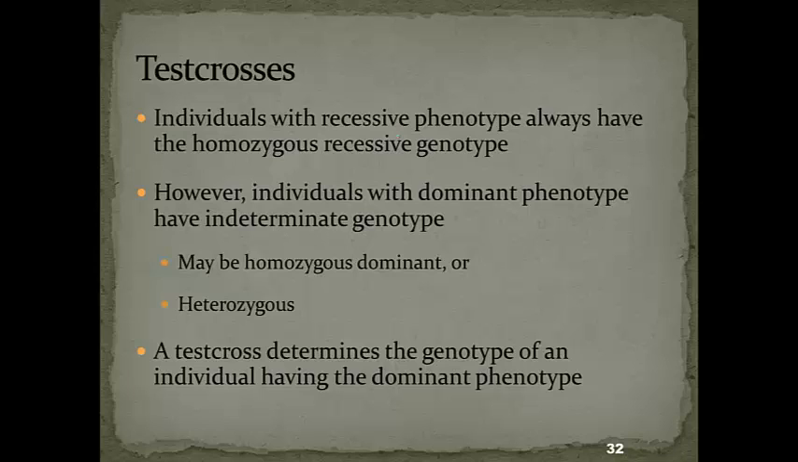Kind of make heads or tails out of what's going on if we have to do a test cross. What a test cross is, well, if an individual has the recessive phenotype, you know what their genotype is because they have nothing to mask those recessive genes. However, individuals with the dominant phenotype, well, you don't know what they have going on genotypically. They might be homozygous dominant, they might be heterozygous. So what you can do is something called a test cross, where you take a mystery individual and cross it with a homozygous recessive individual.